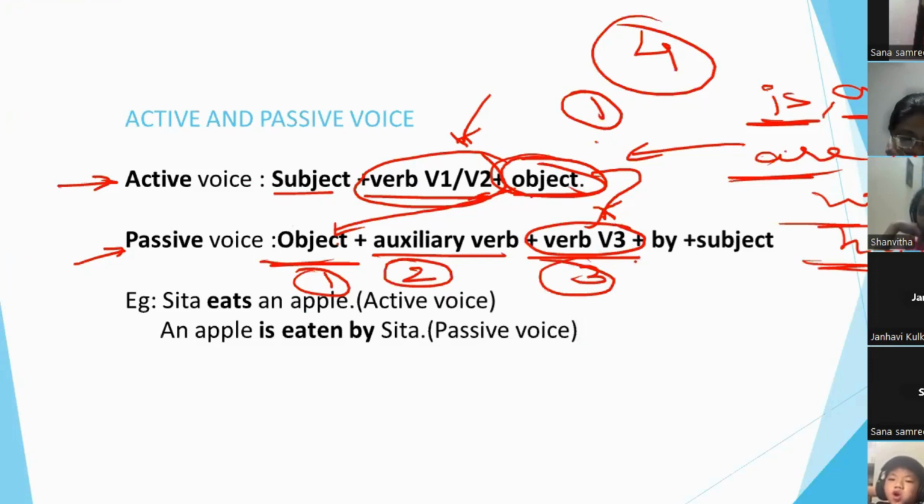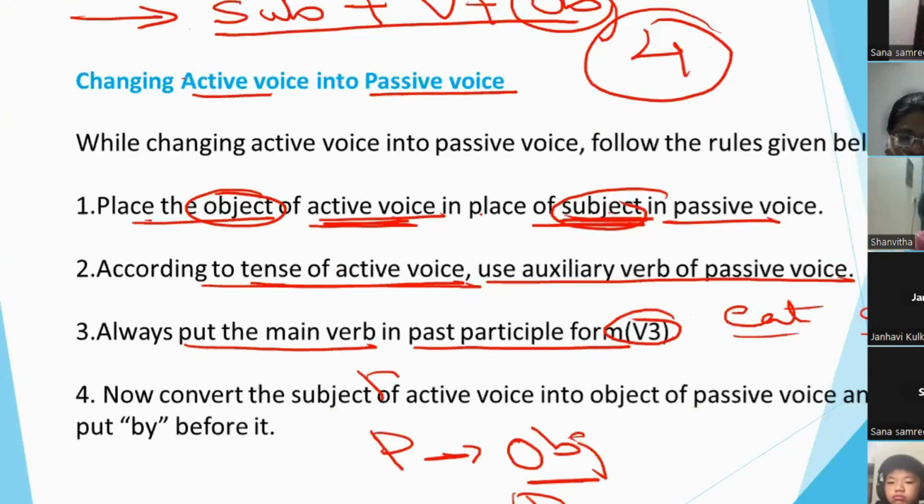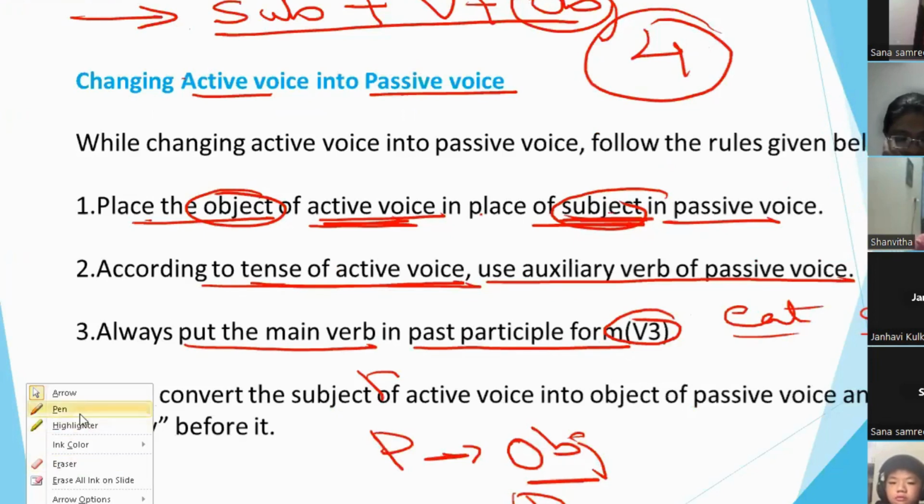Yes, students, are you getting it? Ma'am, yes. I understand the third rule, ma'am. Yes, ma'am. Okay. So now let's go back to the 4th rule. Okay, so now what is the 4th rule?